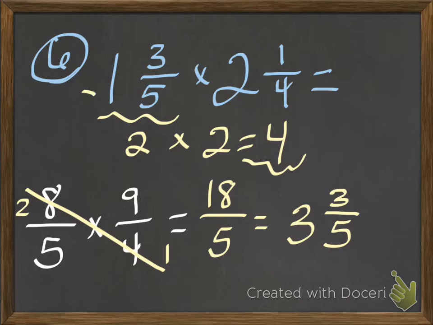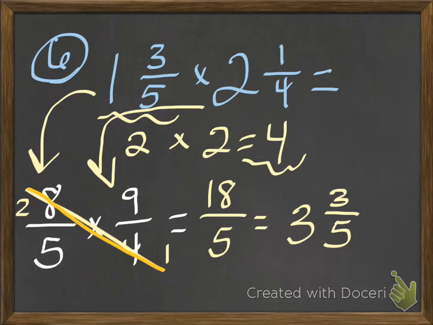I change 1 3/5 to the improper fraction 8/5. Change 2 1/4 to the improper fraction 9/4. Then before I multiplied, I cross simplified here. Got rid of the 4 by dividing by 4 and got 1, and 8 divided by 4 equals 2.